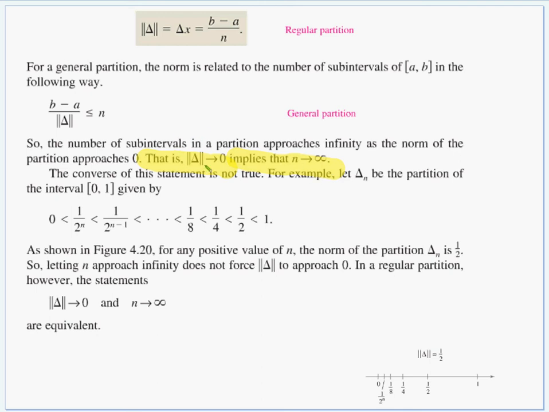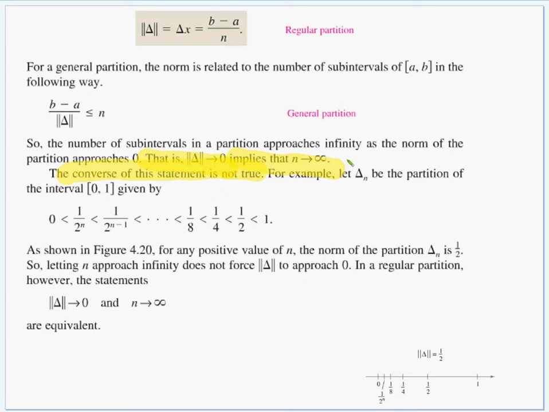Because remember, the norm is the biggest subinterval. As we shrink that towards 0, we're shrinking all of them. That's heading our n value off to infinity. The converse of this statement is not true. Just because n is going to infinity does not mean that the norm is heading for 0.